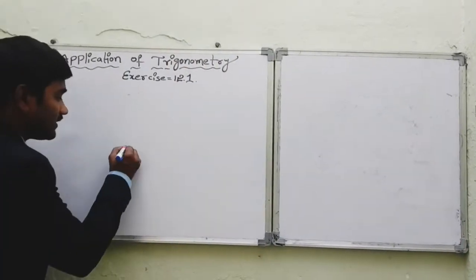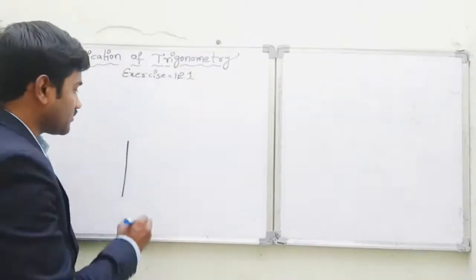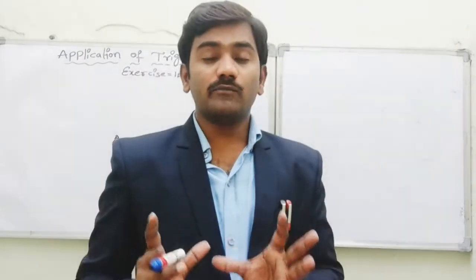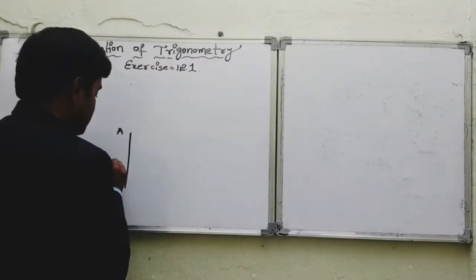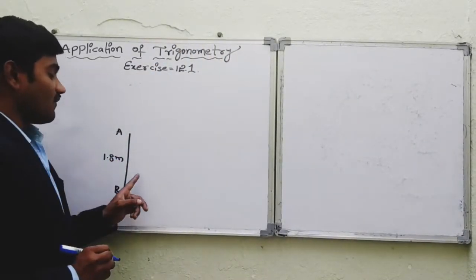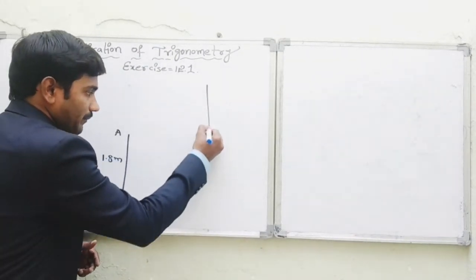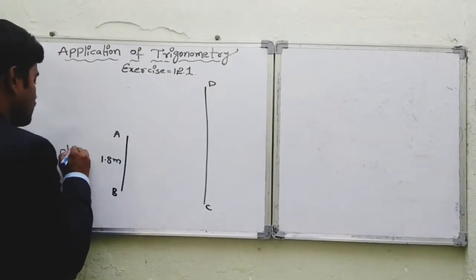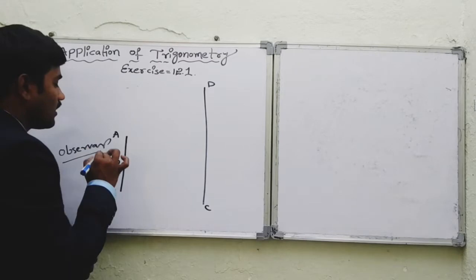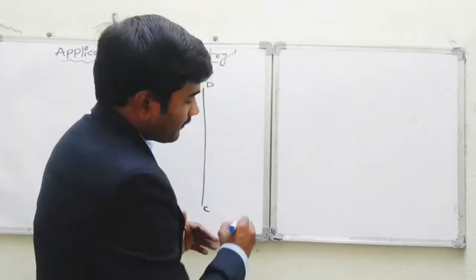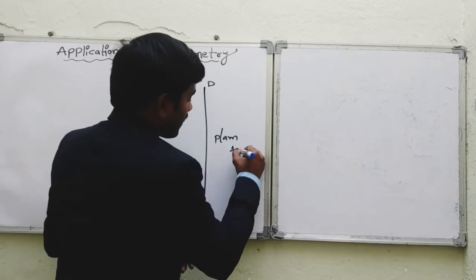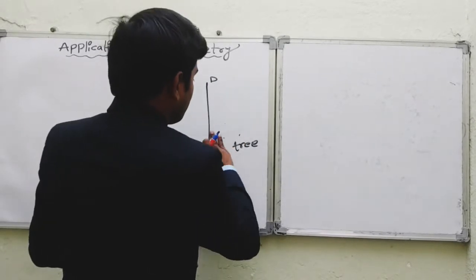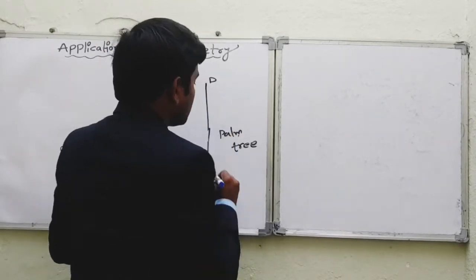Let's see. Here there is the observer. Suppose AB is the height of the observer. Height of the observer is given, 1.8 meters. Here there is a plum tree, D. Here the observer, here it is a plum tree.